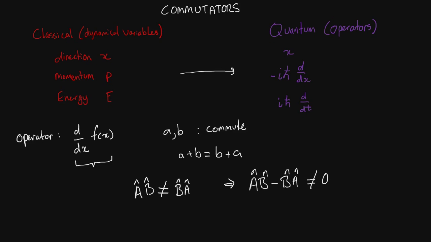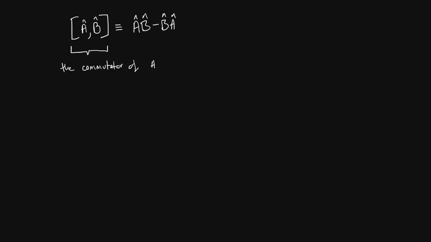Therefore, it becomes convenient to define the expression known as the commutator. This is written using the following shorthand notation. So we have square brackets with our first operator followed by our second operator, and they are separated by a comma, which is defined to be that non-zero term which we had before. So, in words, this is simply the commutator of A and B.